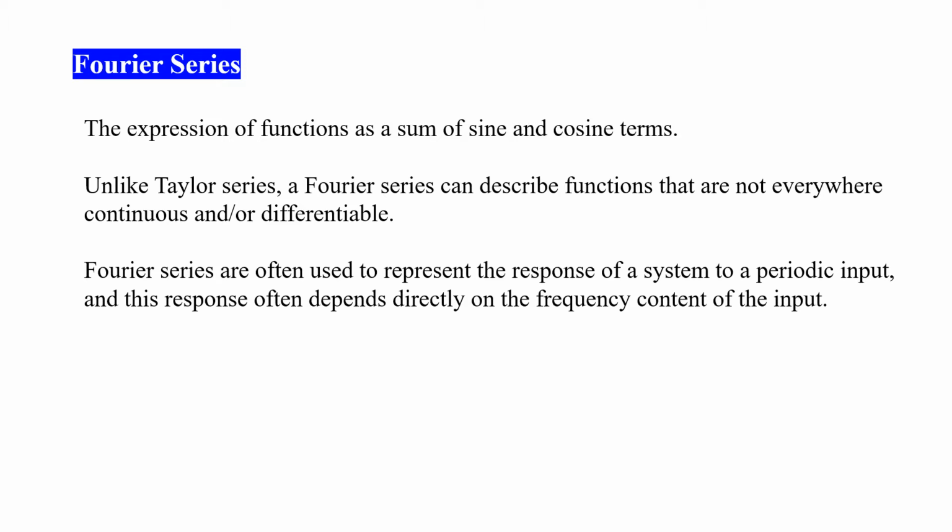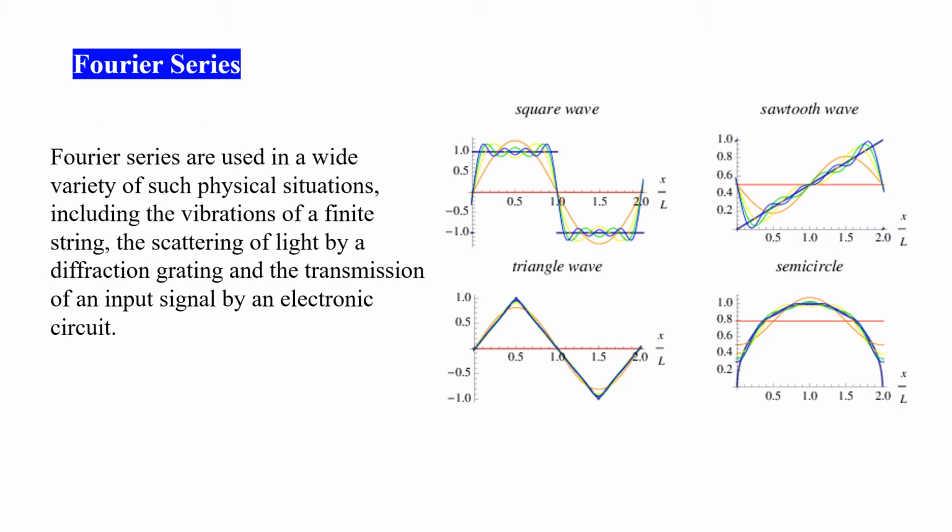Fourier series are often used to represent the response of a system to a periodic input, and this response often depends directly on the frequency content of the input. Fourier series are used in a wide variety of such physical situations, including the vibrations of a finite string, the scattering of light by a diffraction grating, and the transmission of an input signal by an electronic circuit. These are some examples of functions wherein a Fourier series is applied.